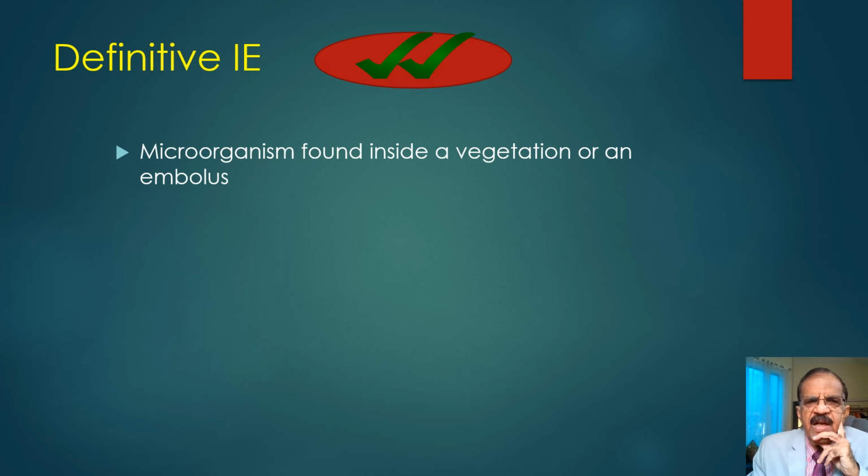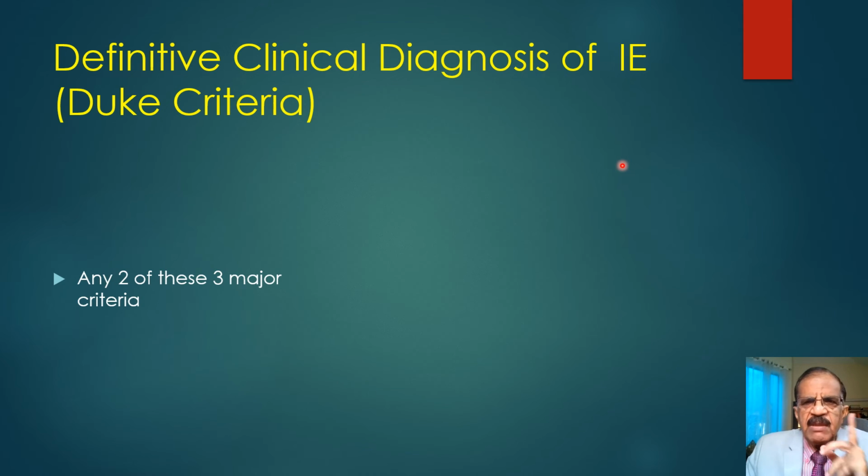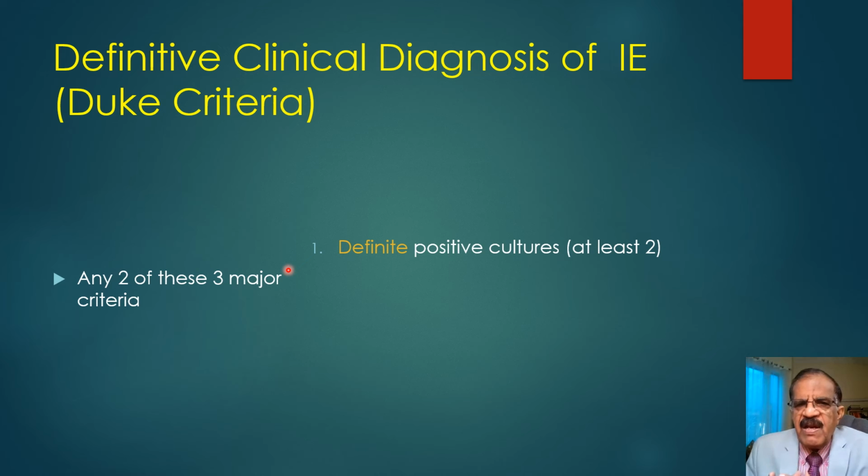So the definitive clinical diagnosis of endocarditis is based on Duke criteria. Now there are multiple criteria. There are three major criteria and if any two are met, the diagnosis of endocarditis should be considered definitive as far as clinical approach is concerned. Now I'm sure you know those. One is a definite positive culture. Now why do I say definite blood positive culture? Why do I not simply say positive culture?